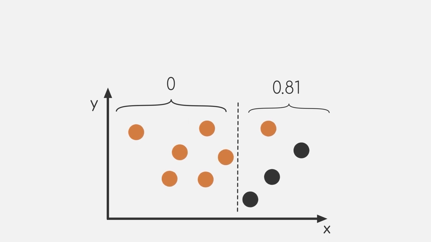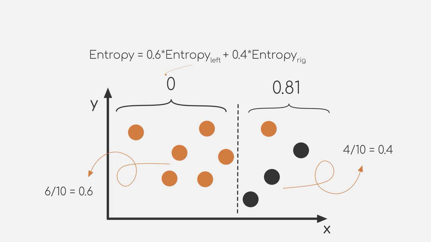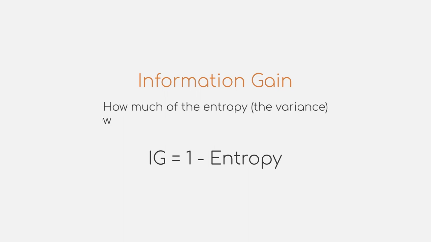We will now weight the splits and add them. As the left side has 6 data points and the right side has 4, we weight them using 60% and 40%, and calculate 0.6 times entropy of left split plus 0.4 times entropy of the right split. This gives us a value of 0.32 as entropy for our split. Now, how does this relate to the other term I've mentioned, information gain? The information gain is very simple to compute once you know the entropy, as it is just 1 minus the entropy. This gives us information about how much of the entropy, the variance, we have removed with our chosen split.